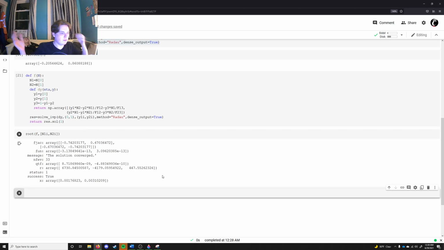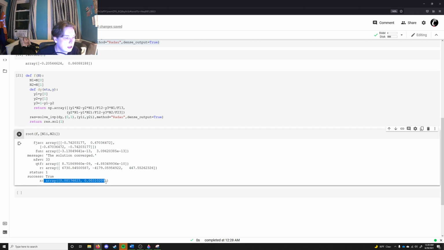Okay, so we get a message that the solution converged, and we have this array here in x. These are our N values. This first one's for acetone, and the second one is for methanol. We found our fluxes for acetone and methanol, so we can just put those in.